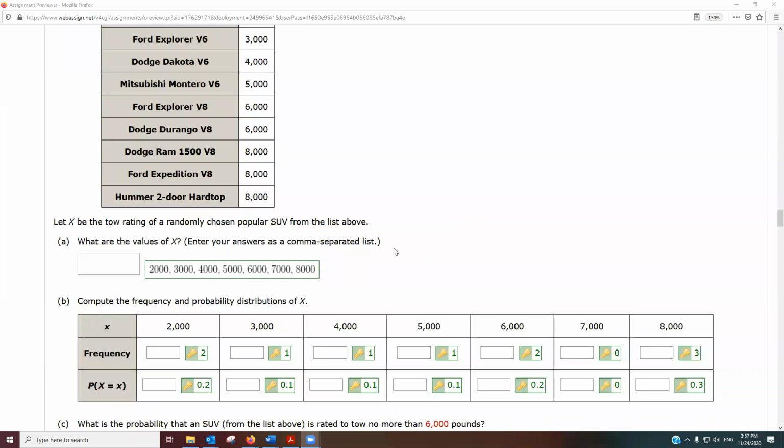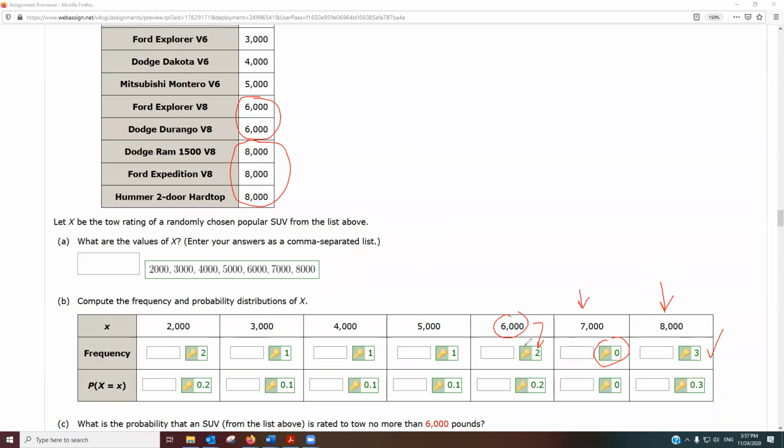All I have to do is count up the number of 2,000s in this table. Let's do an example. How about counting up the number of 8,000s? There's 3 of them, so I'm going to put a 3 here. How about the number of 7,000s? There's no 7,000, so I'm going to put a 0 here. How about the number of 6,000s? There's 2 of that data value.